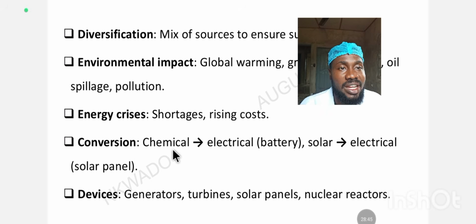Okay, so let's look at conversion. How do we convert energy? Like we discussed earlier, chemical energy to electrical energy. That's in batteries, from chemical energy to direct current, DC. Then solar energy to electrical energy, done by what? Solar panels. So what are the devices that generate or convert energy?